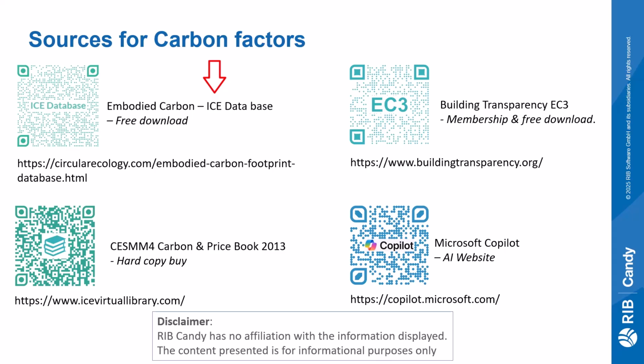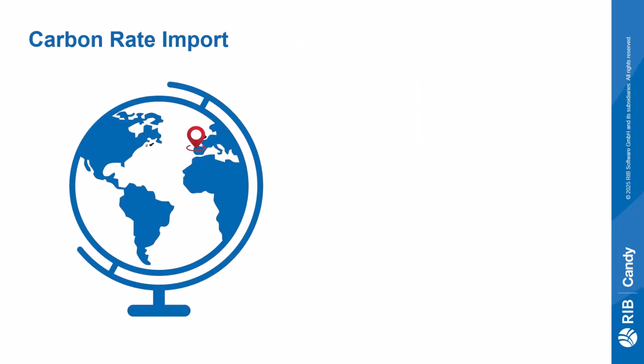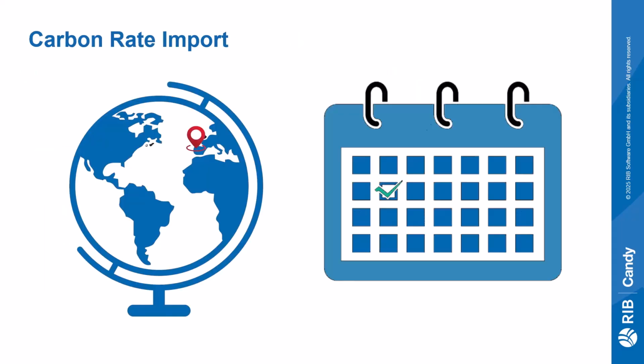It can also be sourced from the Carbon and Price Book, included in the Civil Engineering Standard Method of Measurement, 4th edition, or the CESMM4. These are just a few of the widely used sources available. Important to note, when sourcing carbon factors, especially when using AI like Copilot or other databases, always verify the geographic relevance and date to ensure alignment with your project's specific context and requirements.